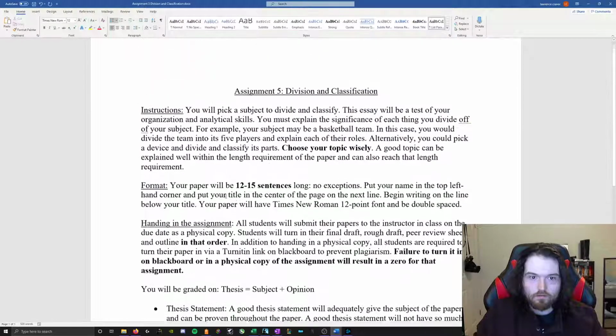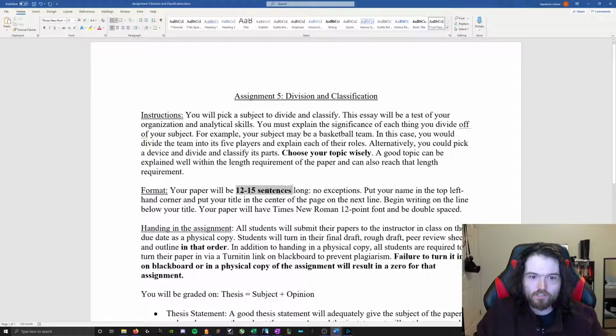Remember, 12 to 15 sentences. If you've got 5 basketball players on a basketball team, that means you're probably going to do 2 sentences for each of them. That's 10 sentences right there. On top of that, that leaves you 1 sentence for the thesis, 1 sentence for the conclusion. That's 12. And you might have a sentence to preview the organization of your paper. That's 13. Okay? So just please plan ahead on this.